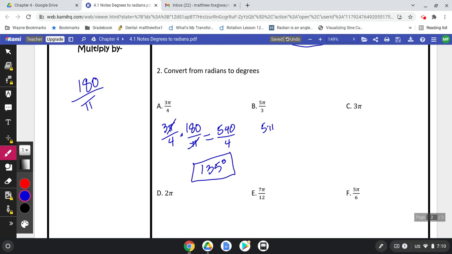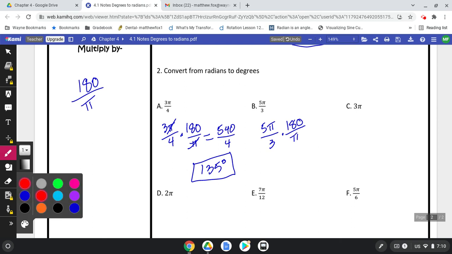So, or I guess 5 more times. 5 pi over 3. We multiply by 180 over pi. And maybe I'll use color to make this more obvious. The pi's cancel. Okay, and now 5 times 180 is going to be 900. Divided by 3 would give us 300 degrees.